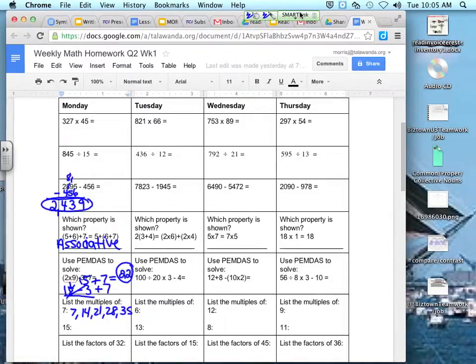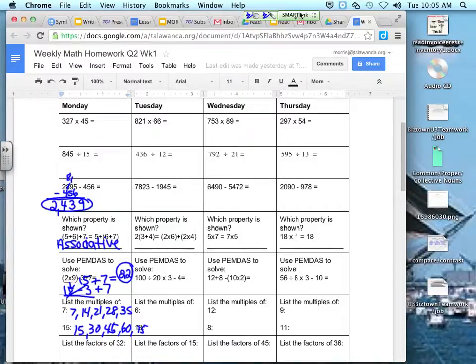The multiples of 7, we have 7, 14, 21, 28, and 35. The multiples of 15, we have 15, 30, 45, 60, and then 15 more would be 75. Okay?